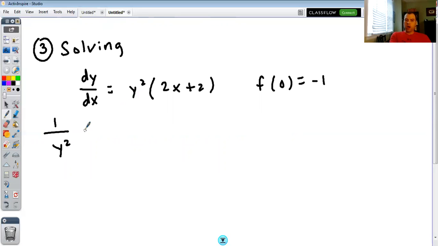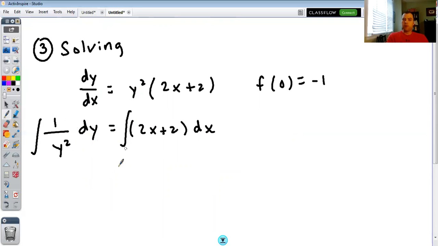I'm going to divide the y squared over to the left with dy, and I'm going to multiply the dx over to the right with the 2x plus 2. On an AP free response, this would get you a point, just for separating correctly. Then you will anti-derive both sides of the equation. 1 over y squared becomes negative 1 over y, and 2x plus 2 becomes x squared plus 2x, and then plus c. Don't forget the constant of integration, that's important. A general solution would leave c in the answer.